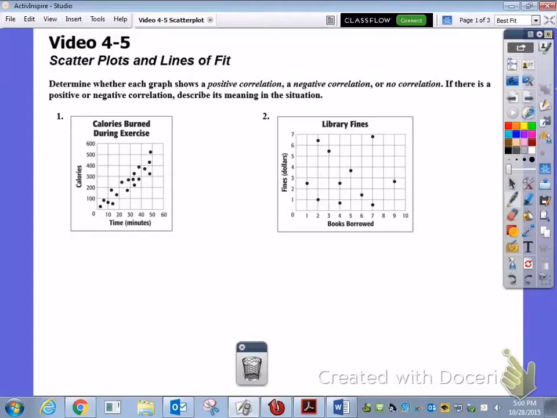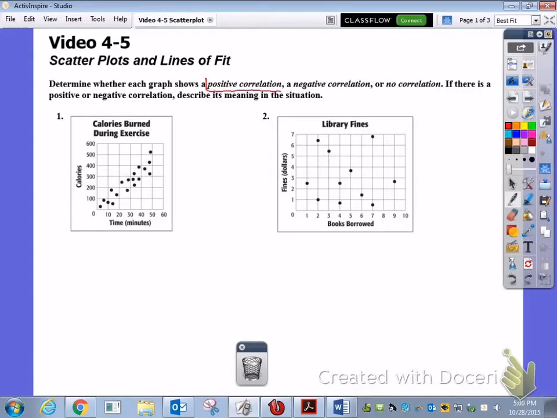Okay, so scatter plots and line of best fits. As you can tell at your paper, a scatter plot is an X and Y axis, but there's a whole bunch of dots just scattered all over. That's where it gets the name scatter plots. Now, there's some names that always go with scatter plots that you need to know.